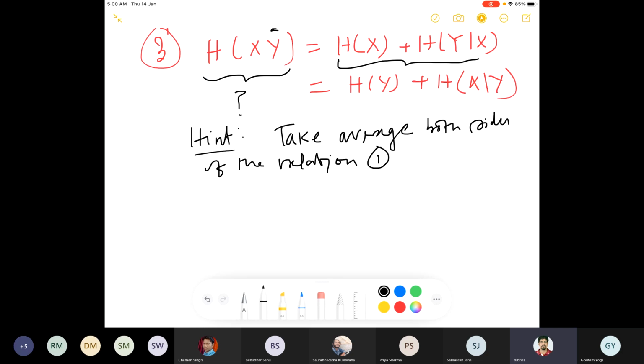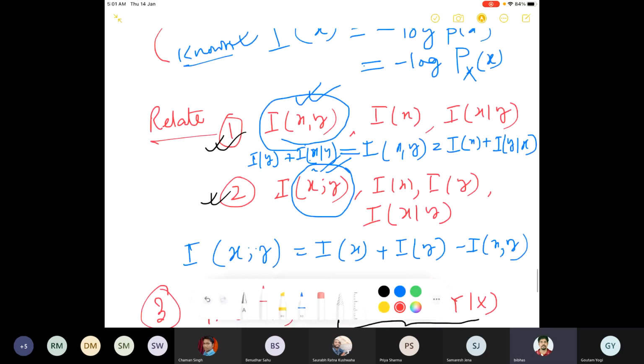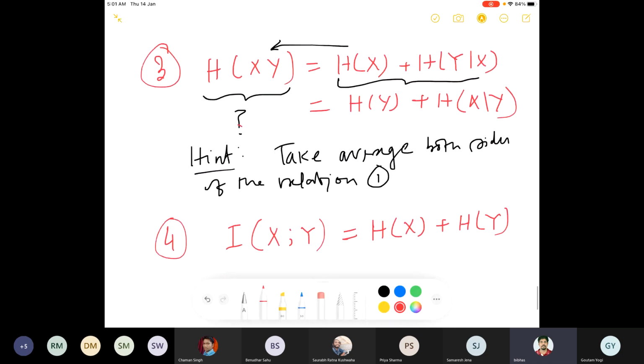My next homework is this: I(X given Y). I will ask this kind of question in the Viva, and I'll consider a great weightage for that. Sir, what was relation one? This relation 1 here. Relation or expression, you can say, whatever it is.